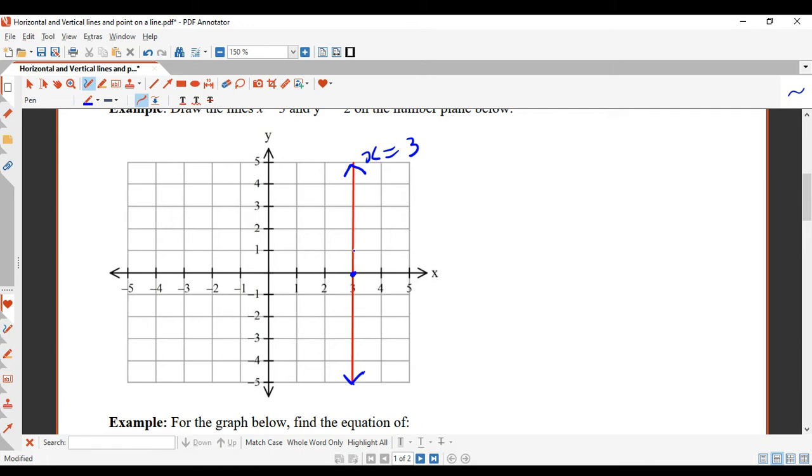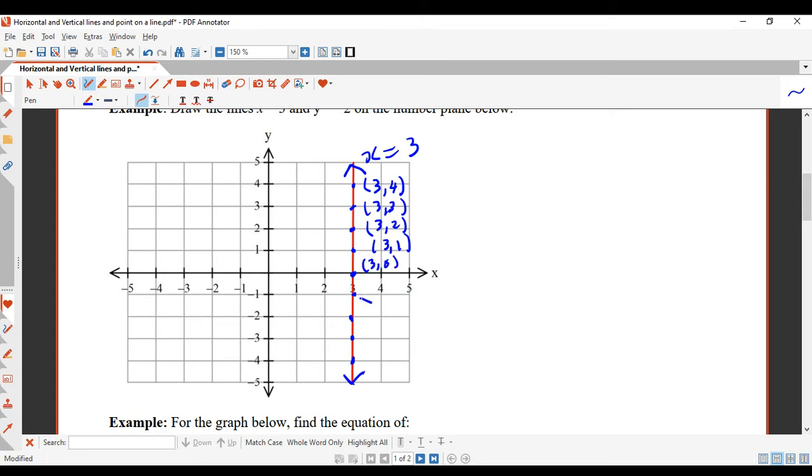Well, it's because every single point on this line, I'll just color some points in here. Here are some points. Here are some more points down here. Now, all these points will have an x coordinate of 3. So this here is 3, 4. This is 3, 3. This is 3, 2. This is 3, 1. That point there is 3, 0.